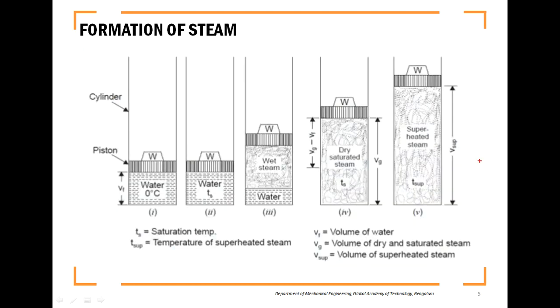So this is the last stage. After you get dry saturated steam, you heat further. When you heat further, the heat is added, the volume of the steam reaches the superheated volume, VSUP, and the temperature further increases, pressure also increases. So the substance inside the cylinder, which is nothing but the steam, increases further, and the volume is increased from Vg to VSUP.